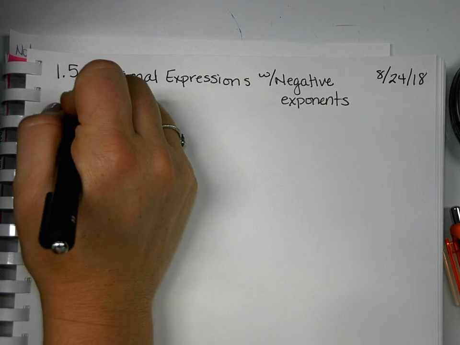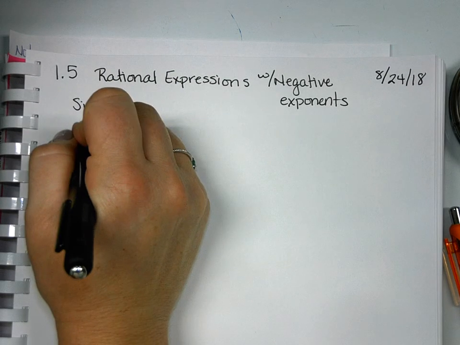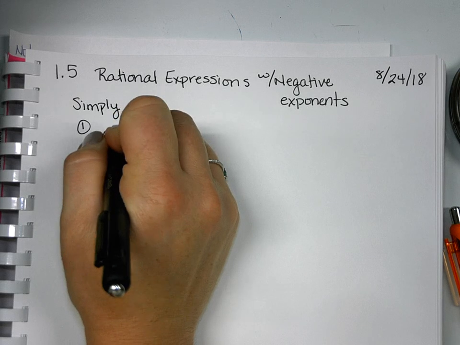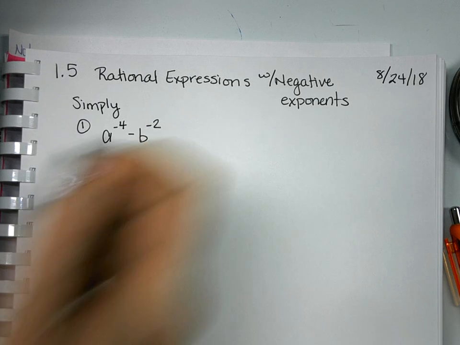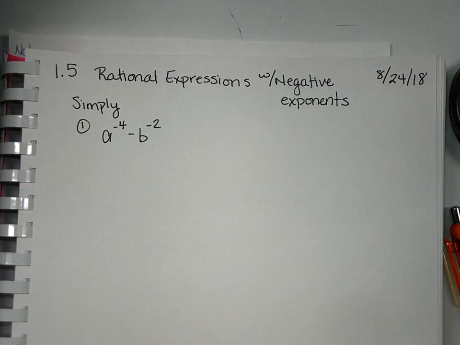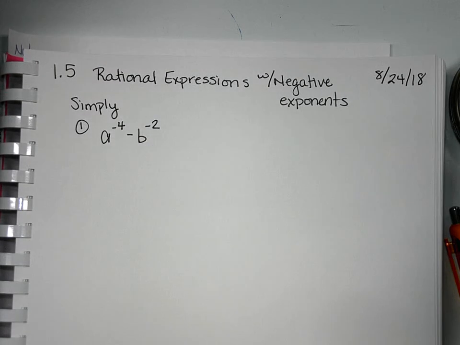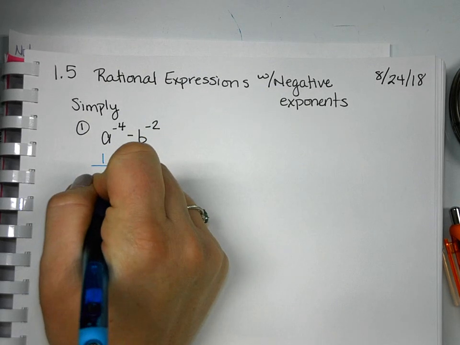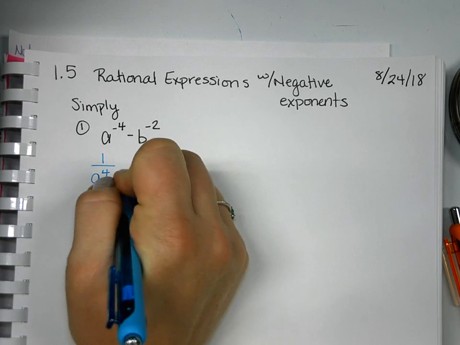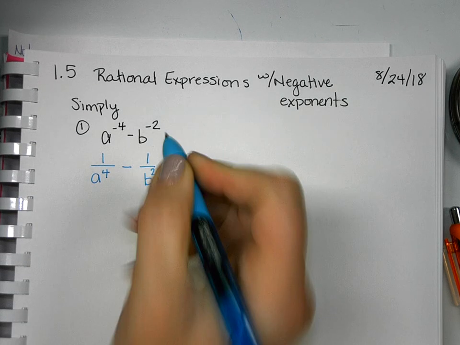So your directions are going to be to simplify, just like before. So our first one, a to the negative fourth minus b to the negative 2. So first thing we're going to do is undo the negative exponents, so turn a to the negative 4 into 1 over a to the 4th minus, and then 1 over b squared.